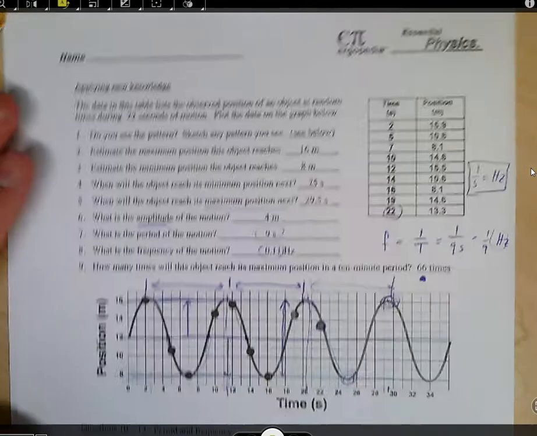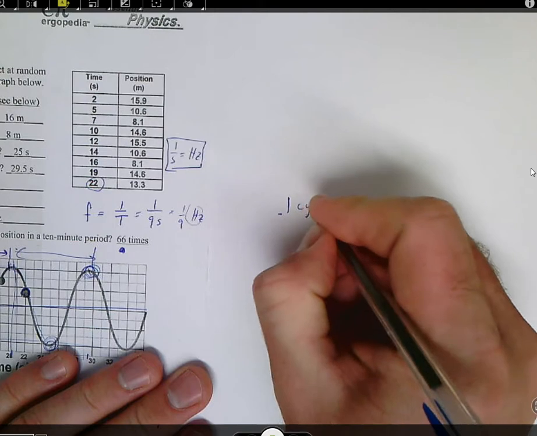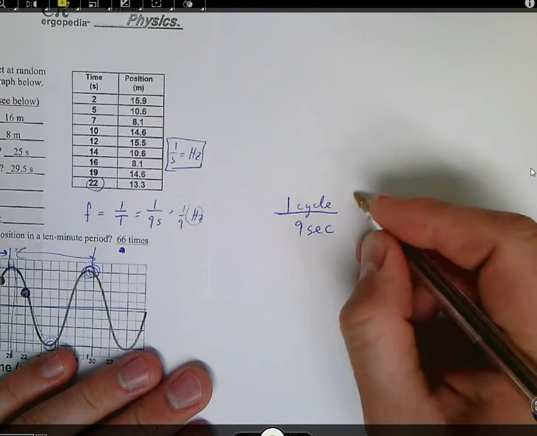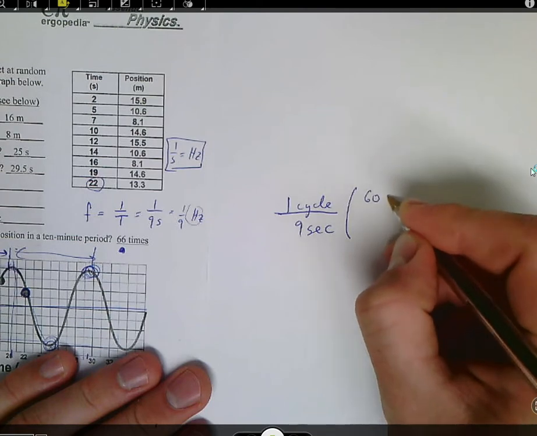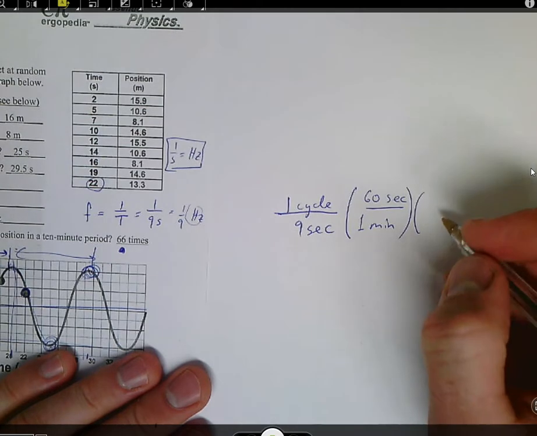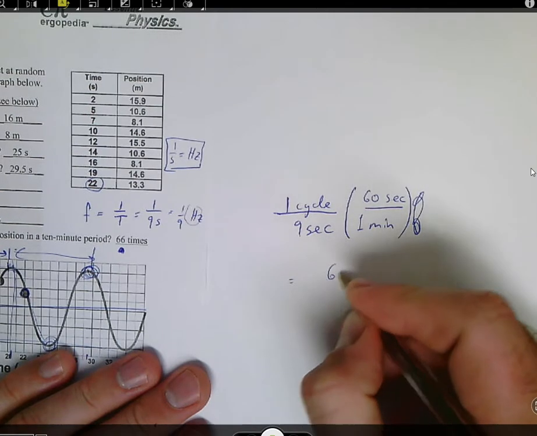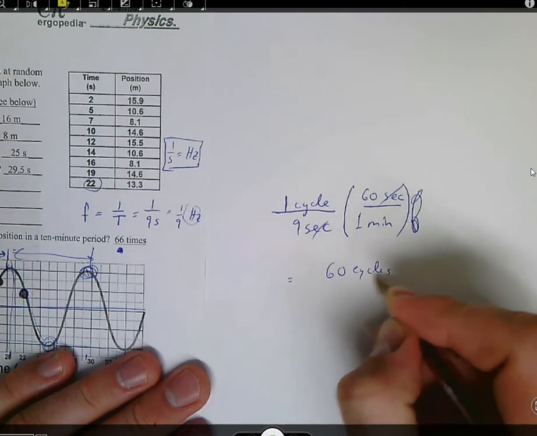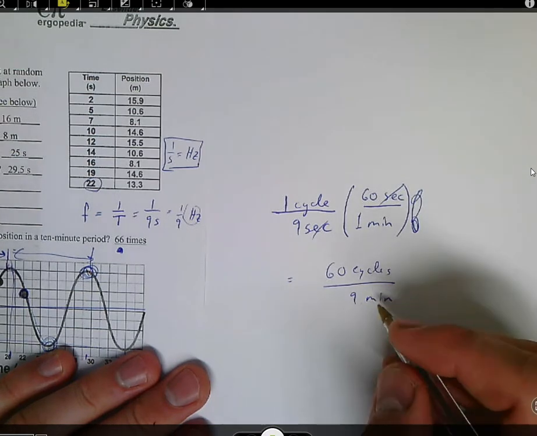I'm going to make a separate piece of paper here just for our calculation. If it's doing 1 cycle per 9 seconds, then we could ask how many cycles does it do per 10-minute period? Well, here we can say that there's 60 seconds in a minute. Now we'll have how many cycles per minute? So we'll have 60 seconds cancels out, so 60 cycles per 9 minutes. So now we have a way to calculate that.